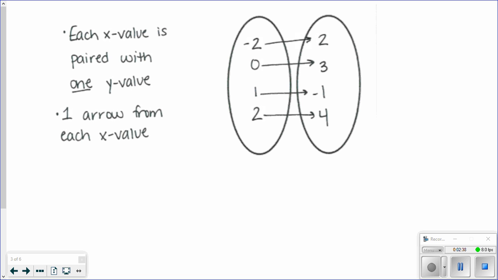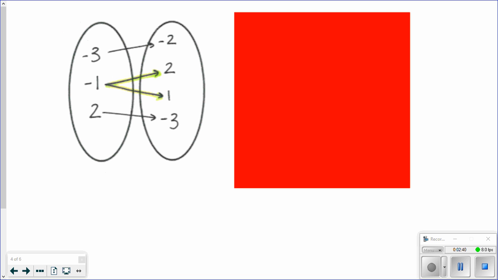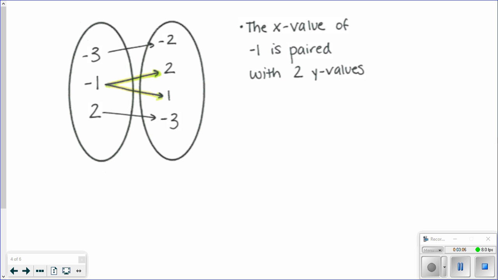Again, in the center, you're going to have the mapping that says not a function. So notice the 2 ovals there. If you open that up, go ahead and fill in these numbers. Draw your arrows in. Notice how I highlighted the 2 arrows that are coming out of -1. That's what makes this not a function. The x value of -1 is paired with 2 y values.